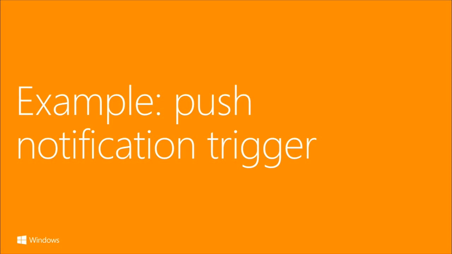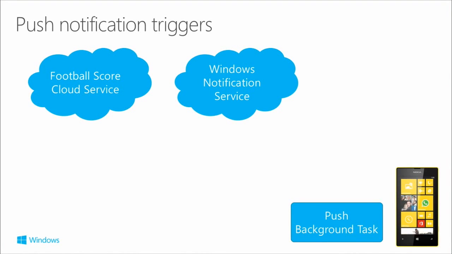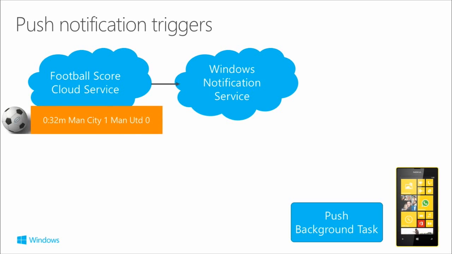Let me just walk through one example to wrap up of how exciting this can be. Imagine we've got an app, and maybe we're going to use this for the real football, soccer as you guys call it. You're interested in a soccer score cloud service, we're going through Windows Notification Services, and we've registered a push background task. This is the one that fires when a raw notification comes in. There's a match going on between Manchester City and Manchester United, so every time there's a goal scored, a raw notification is sent through.